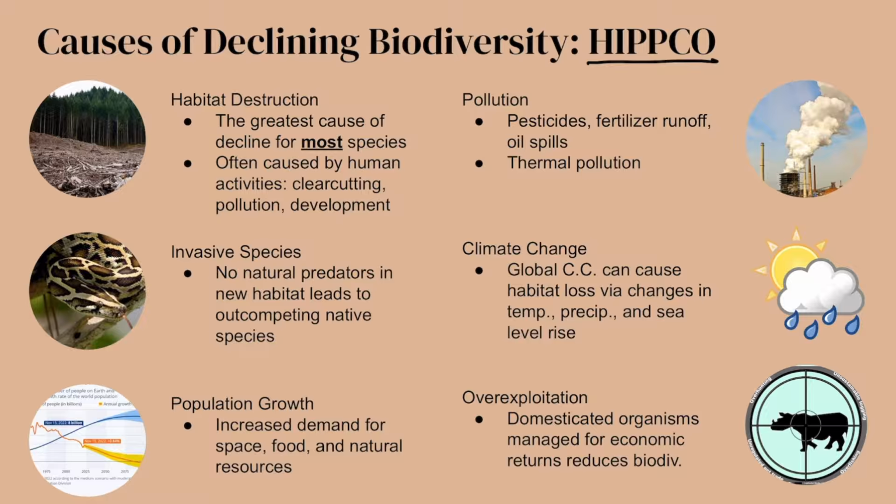Then we have climate change, which causes habitat loss because we have changing climate. We have changes in temperature, precipitation, and sea level rise that can impact habitats. And then the last one is overexploitation. So domesticated organisms are managed for economic returns, which reduces biodiversity. Because again, farmers are incentivized by other companies to use high yield crops that are generally less biodiverse than crops are naturally.